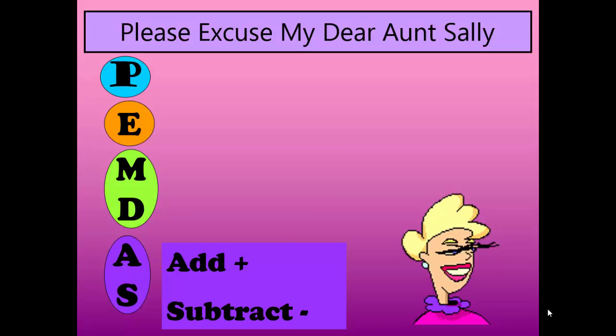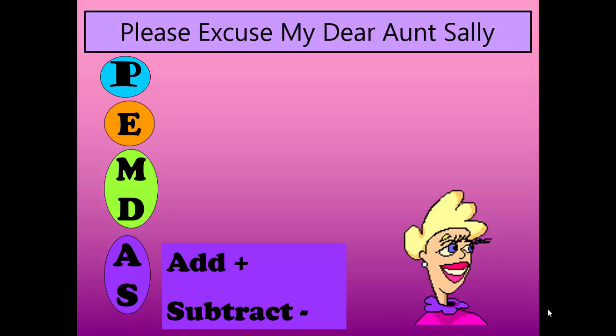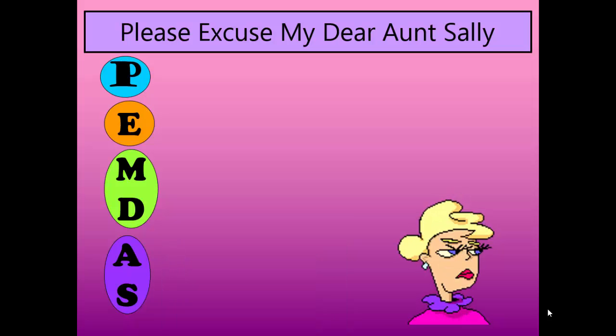So if you'll notice, the multiply and divide and add and subtract are grouped together and they have the same color. That's for a very specific reason. So when we think about multiply and divide, it's whichever one comes first when we're looking at the problem from left to right.